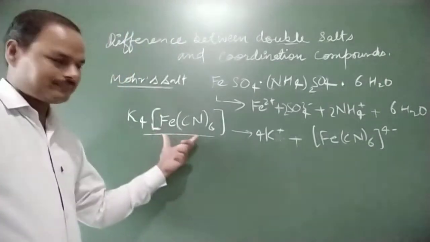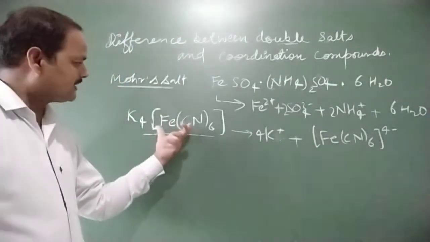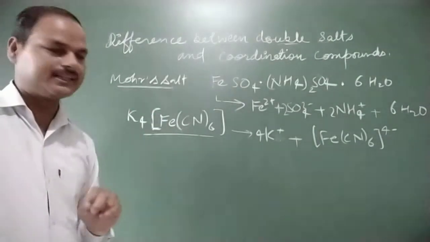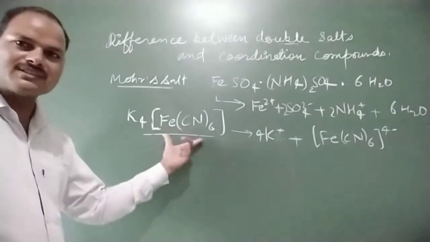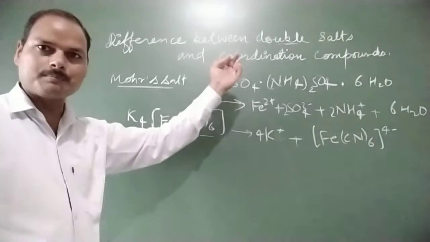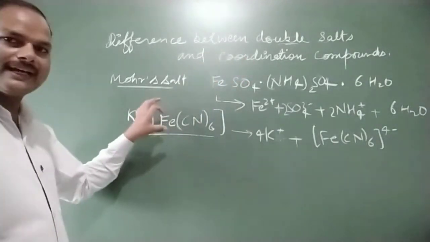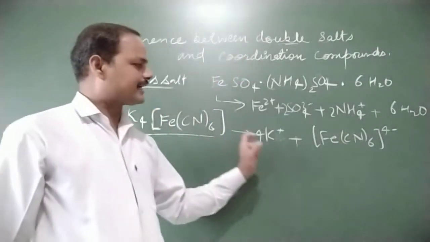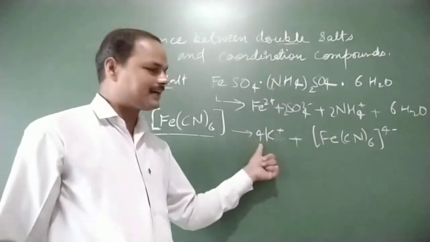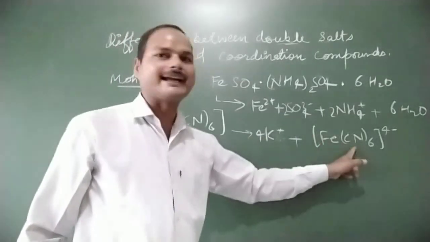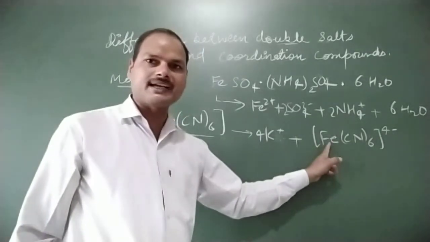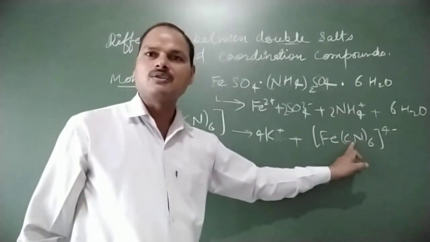Now take this salt. When we add water to this compound, it will furnish two ions only. This is potassium ferrocyanide. It is a coordination compound or complex compound. When we add water to this compound, we will get free ions. Only two free ions we will get here, potassium ion and ferrocyanide ion. It will not furnish Fe2+ ion as well as cyanide CN- ions.